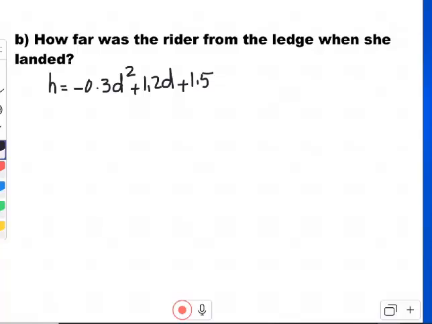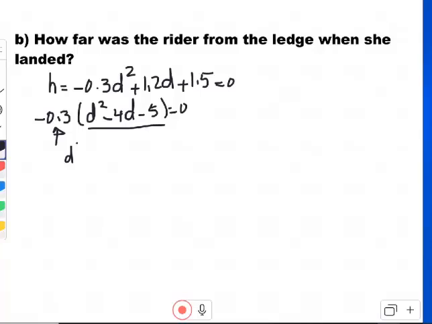The next part of the question says, how far was the rider from the ledge when she landed? This means that H has to be equal to 0 because when it lands, H is 0, so I have to solve this equation. To solve this equation, I factor out negative 0.3. I get D squared minus 4D minus 5 is equal to 0. This negative 0.3 can't be 0, so this has to be 0.